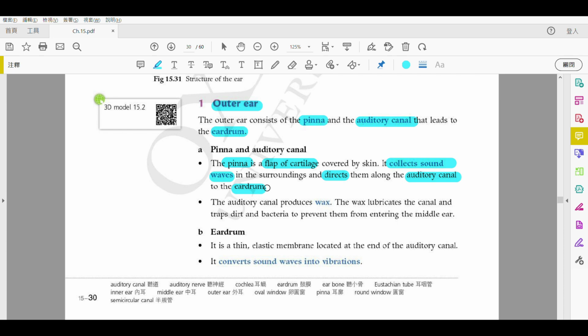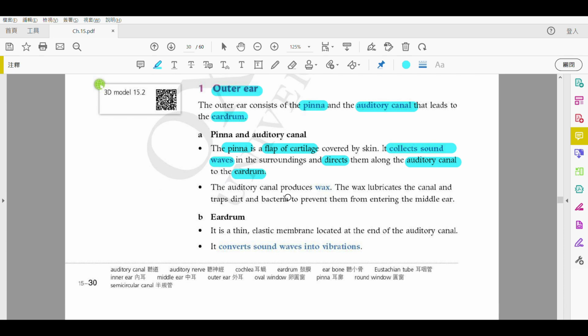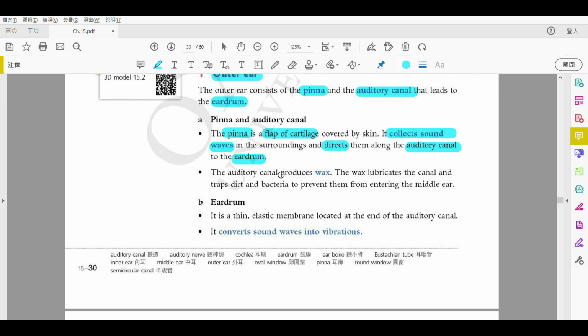Another thing is that we have this habit of putting our fingers into the ears, 去撩耳屎啦. And why is that? That is because the auditory canal will produce wax. This wax has some functions, 有啲用嘅. First of all, it is for lubrication, and it also helps trap dirt and bacteria.